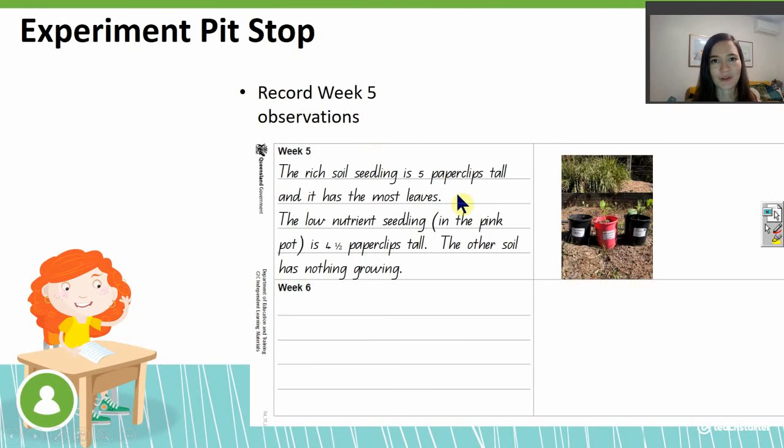So we're going to record our week 5 observations. So if you have done this at home and you've got your own experiment that you're doing, record your observations. But if you're following along with me, we're writing in here, so pause the video if you need to, that the rich soil seedling is 5 paper clips tall and it has the most leaves. The low nutrient seedling in the pink pot is 4.5 paper clips tall, so it's catching up, isn't it? And the other soil has nothing growing. So fill that one in and then we'll keep going.